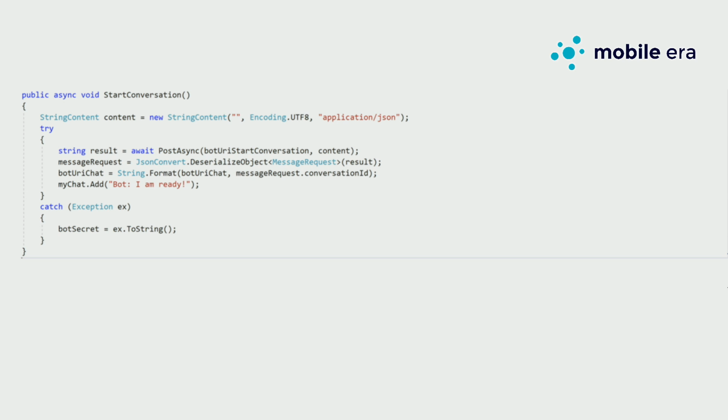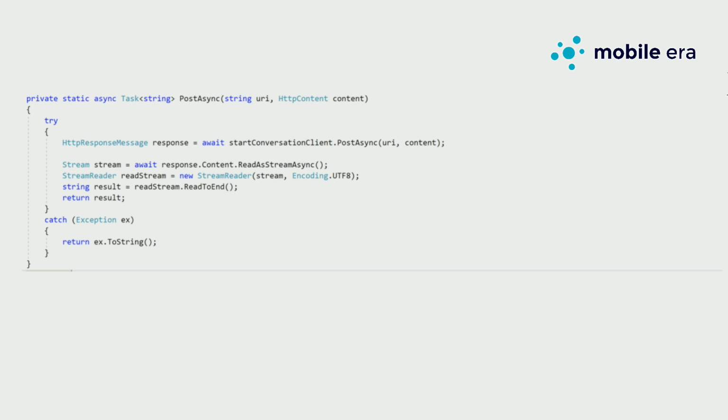So here we can start a conversation. We basically post to the bot, and then we get some results back, and then we know that now the bot is up and ready. And then we can post. So we use this start conversation client and we post to the bot, and we get the stream back, and we read the results out of the stream.